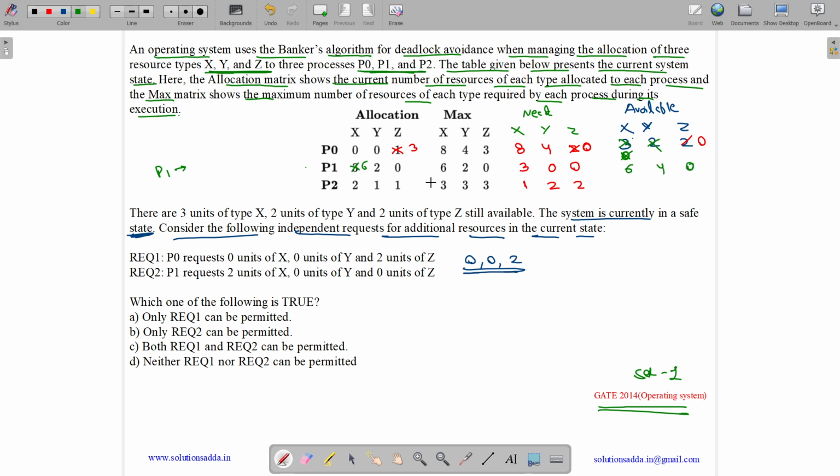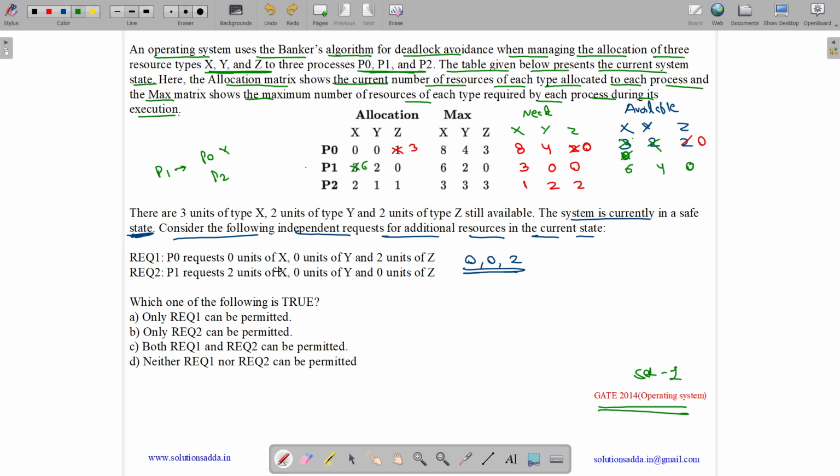Okay. Now what can we do? Now either we need to do P0 or P2. P0 can't be done as we don't have 8 of X. Now P2 can't be done as we do not have 2 of Z. So neither P0 can be done, nor P2 can be done. So this means this allocation leads to unsafe state. So request 1 can't be allowed.